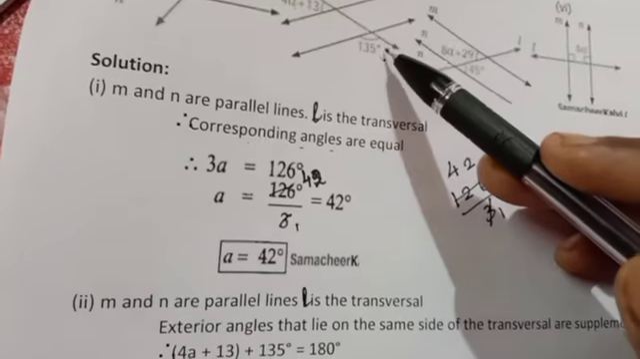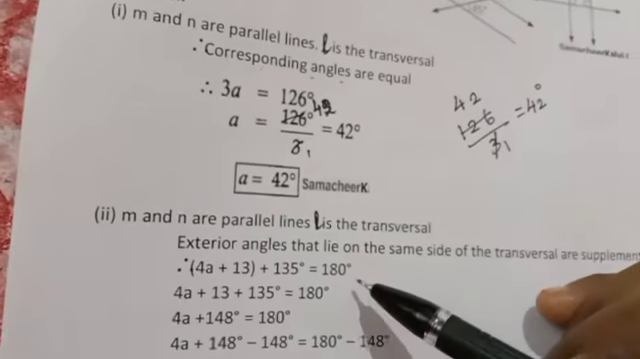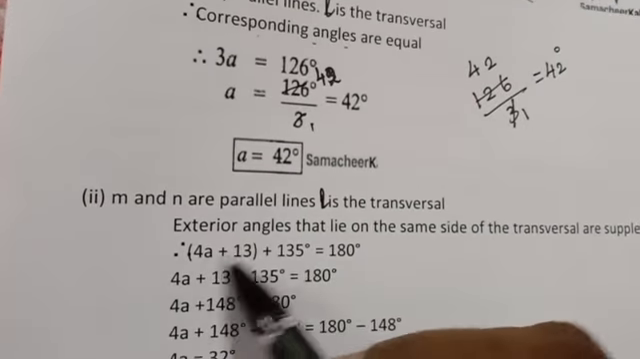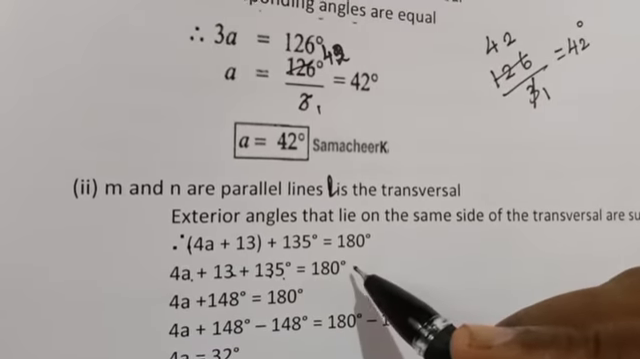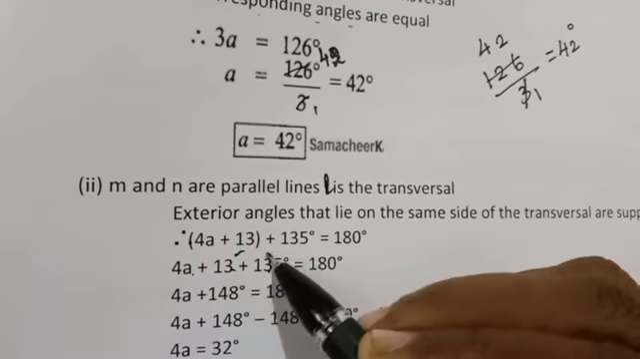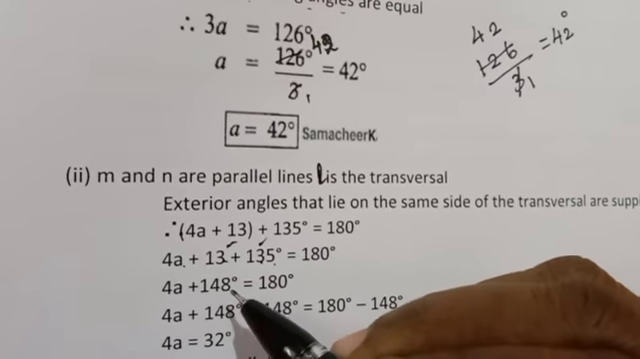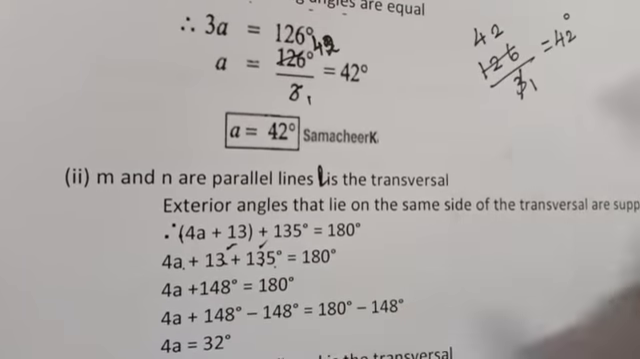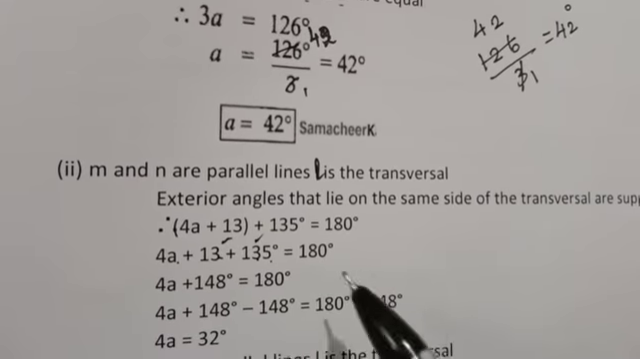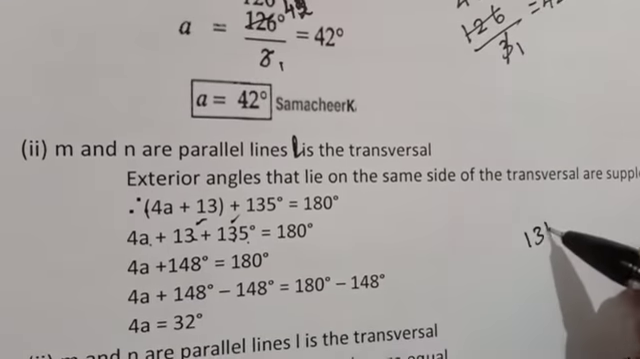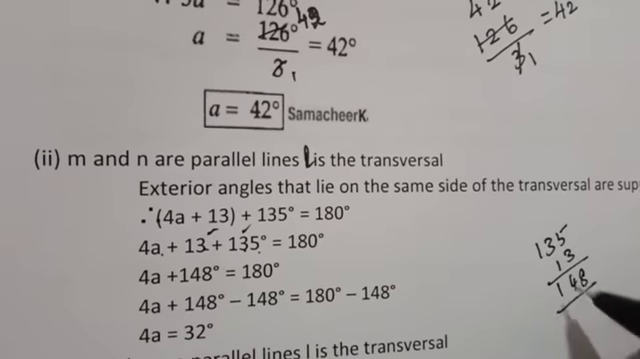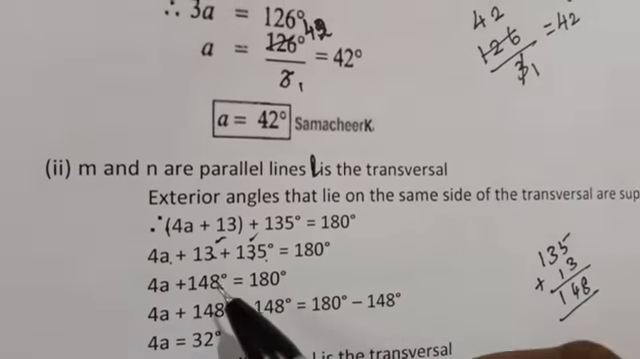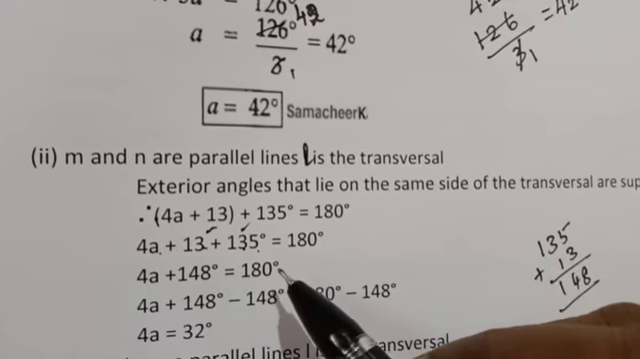So that is 4A plus 13 plus 135 degree is equal to 180 degree. So now you have to remove this bracket. 4A plus 13 plus 135 is equal to 180 degree. You have to add these two. So what do you get? Okay, students, you have to add these two. 135 plus 13, it is 148. You have to add these two. What do you get? 148 degree is equal to 180 degree.